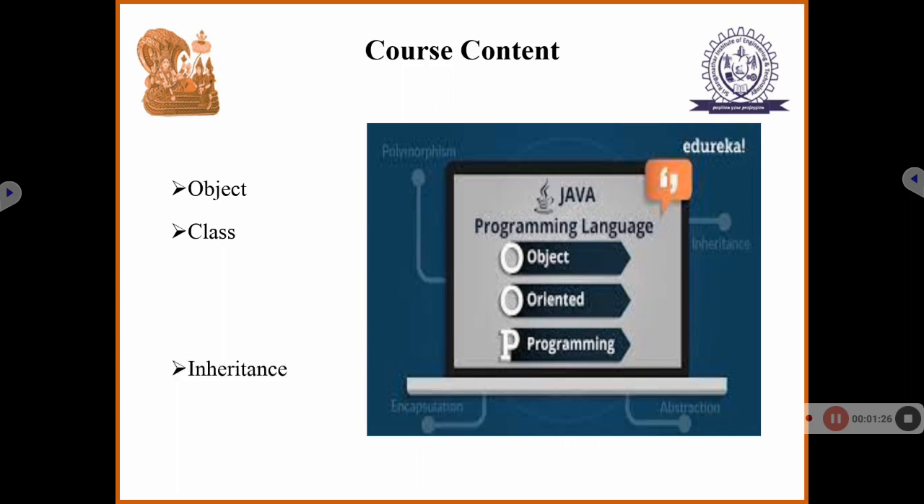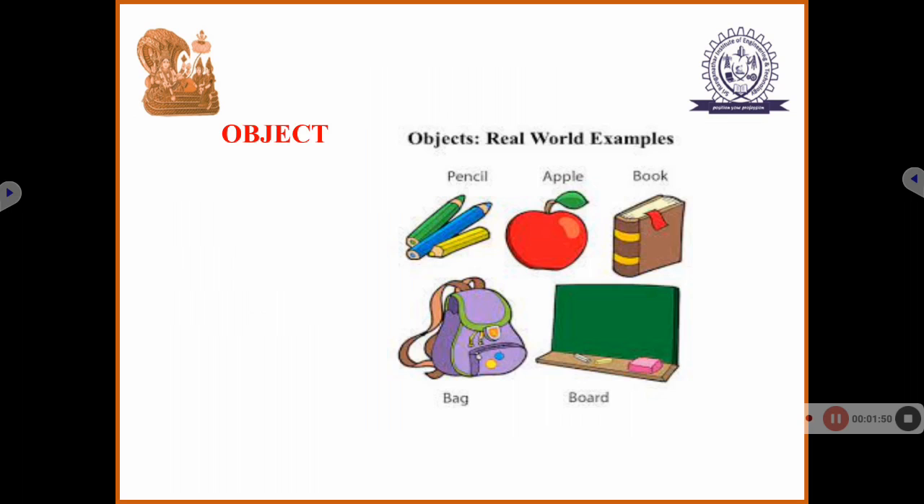Okay, let's see the course content that we are going to discuss here. These are all the pillars of object-oriented programming. What are the pillars? The first one is object, the second one is class, the third one is inheritance, and finally we are going to discuss polymorphism. Mainly, we are focusing on these concepts to develop Java programs. Let's see one by one.